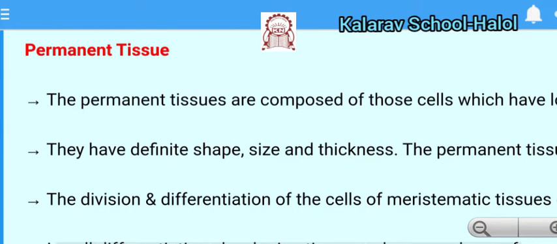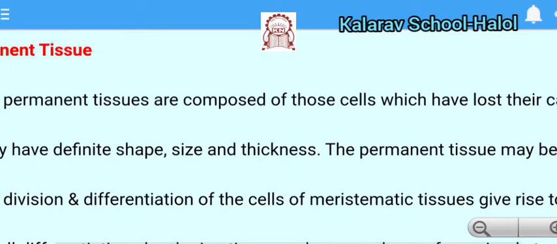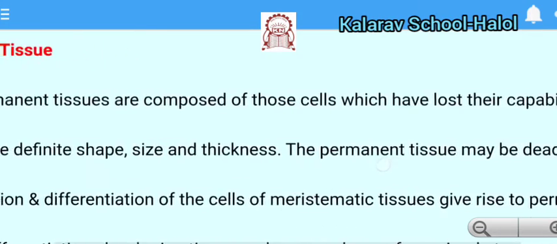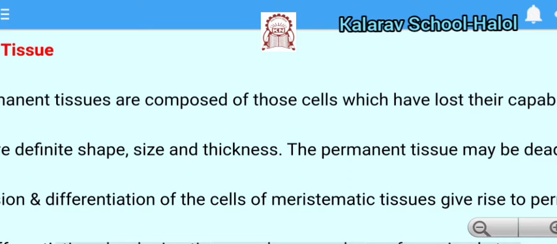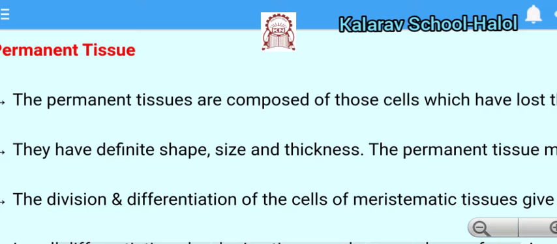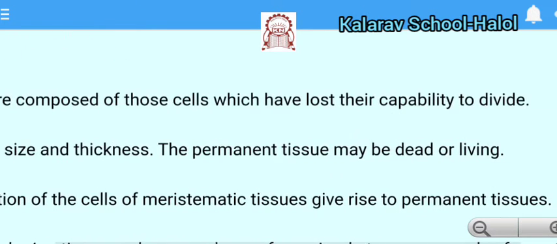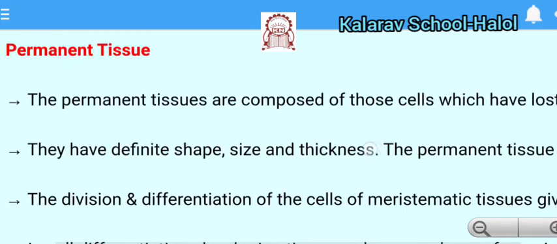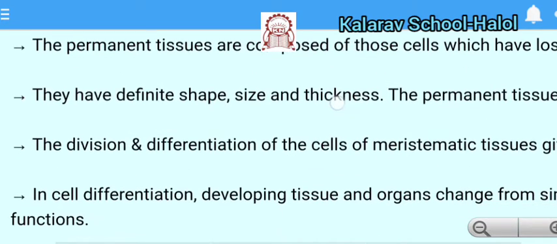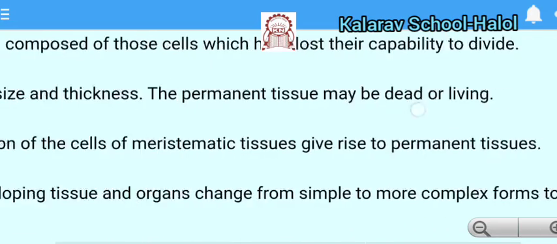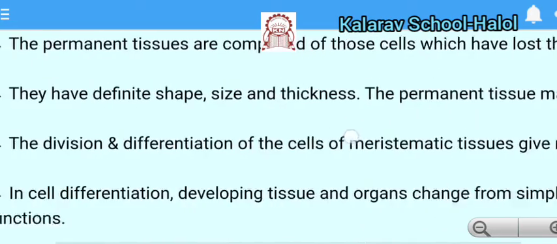Permanent tissues are composed of those cells which have lost their capability to divide. So they become permanent. They do not change their shape and size. They have definite shape, size and thickness. Permanent tissue may be dead or living. The division and differentiation of the cells of meristematic tissue give rise to the permanent tissue.